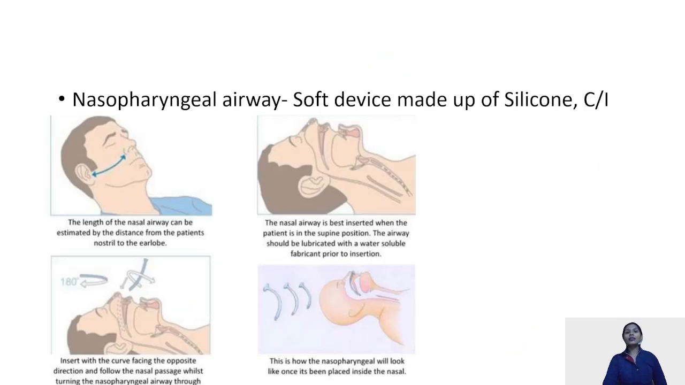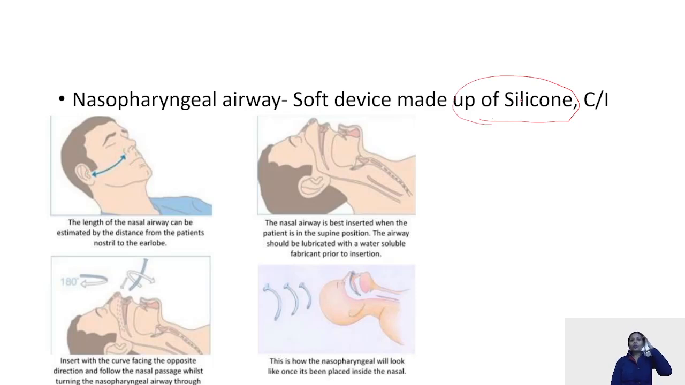The second airway that comes is the nasopharyngeal airway. See, the main difference between the oropharyngeal and the nasopharyngeal airway is the material from which it is made. The oropharyngeal airway, I told you, is made up of rigid plastic, whereas the nasopharyngeal airway is made up of soft silicone.